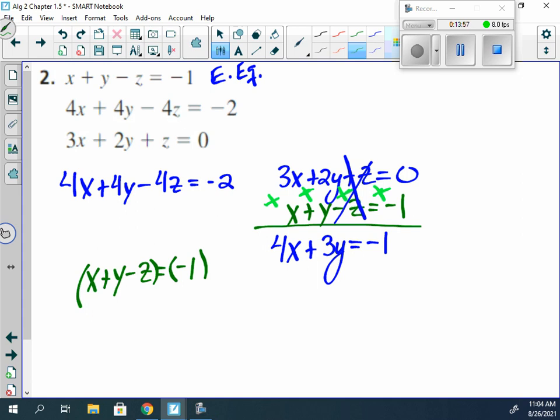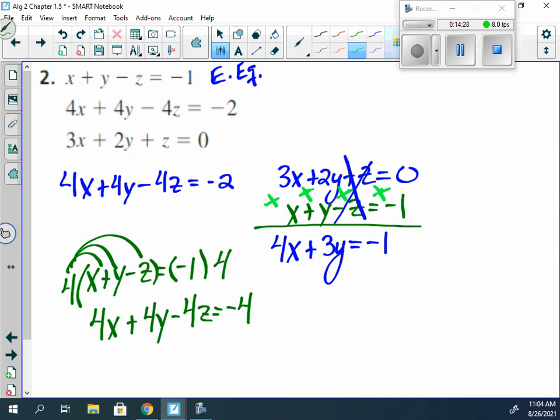Now, what do I need to multiply this entire equation by so that the Z's are the same? 4. Because we have 4Z, so I need to multiply both sides by 4. So we'll distribute the 4 through. 4 times X is 4X plus 4 times Y is 4Y. 4 times negative Z would be negative 4Z. And 4 times negative 1 would be negative 4. So we multiplied the entire equation by 4. We scaled it up by a factor of 4.